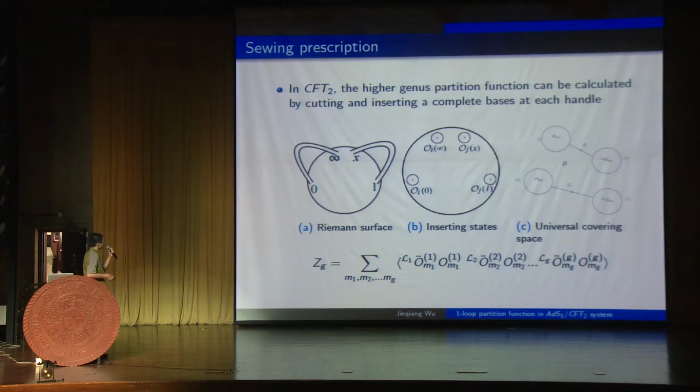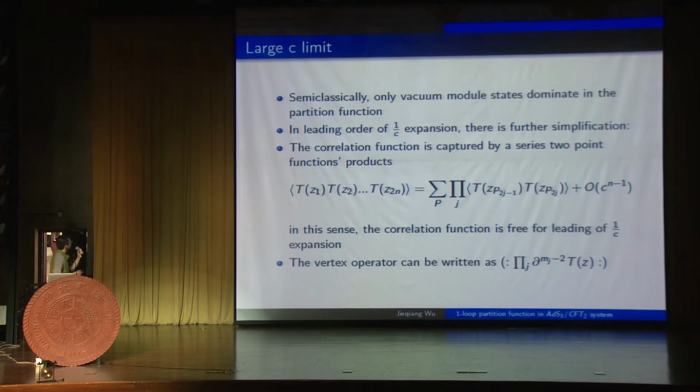Most of the time, this equation is very hard to calculate. However, in the large central charge limit, there are a lot of simplifications. First, semi-classically, only vacuum module states dominate in the partition function, and the other module states are non-perturbatively suppressed. Here we assume that this theory is a large central charge theory with a sparse light spectrum. Furthermore, if we only keep the leading order of the 1/c expansion, there is further simplification.